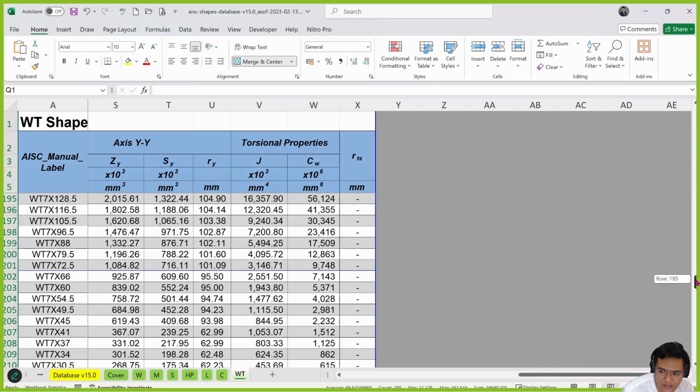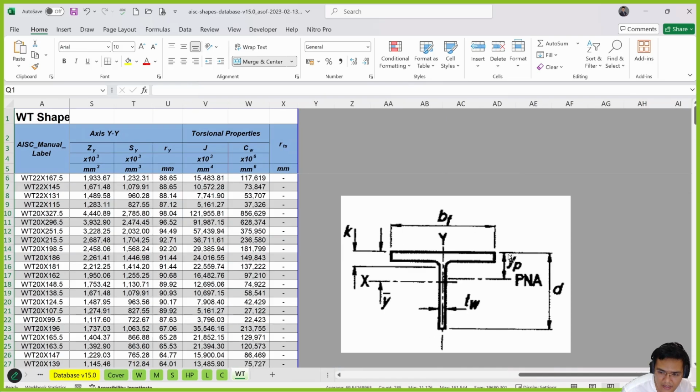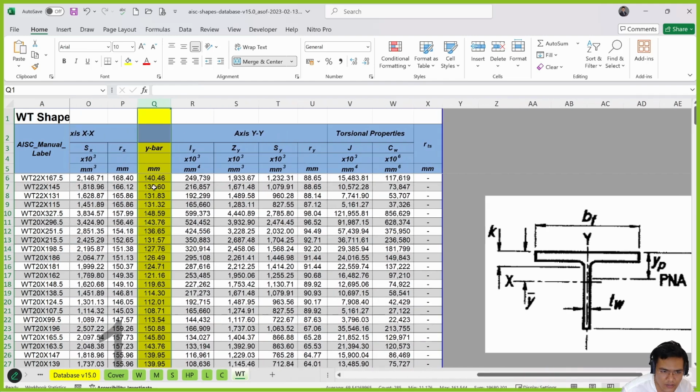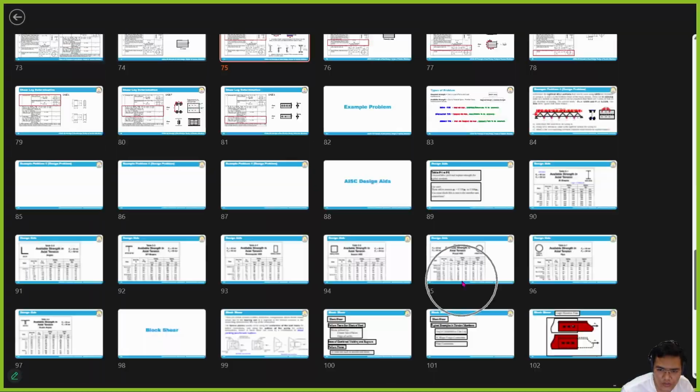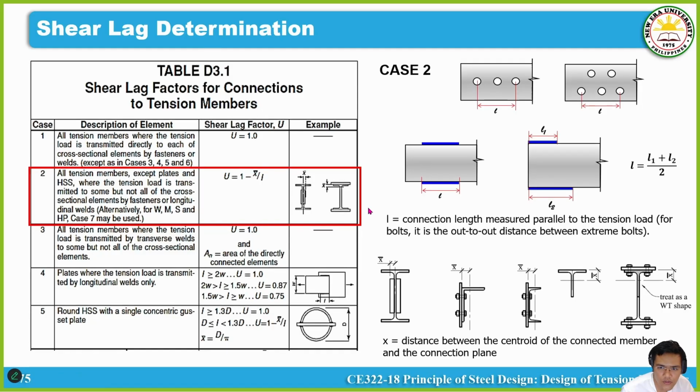Usually, meron din tayong pinaka-guide on how to determine yung centroid. Ito yun, itong Y-bar, on this column. So, okay na tayo sa case 2. Let's proceed on case 3.